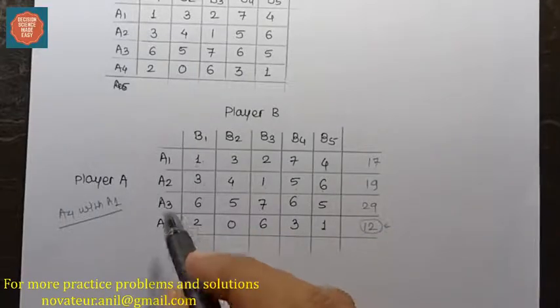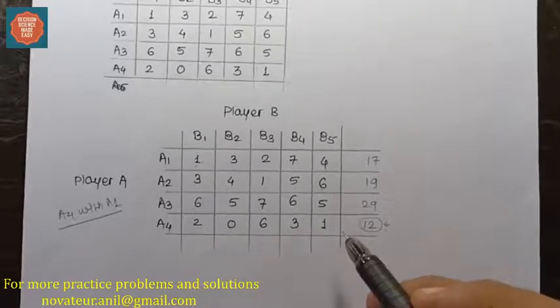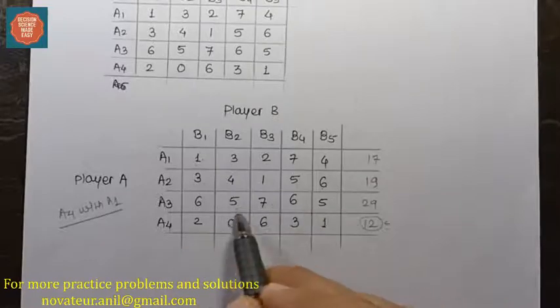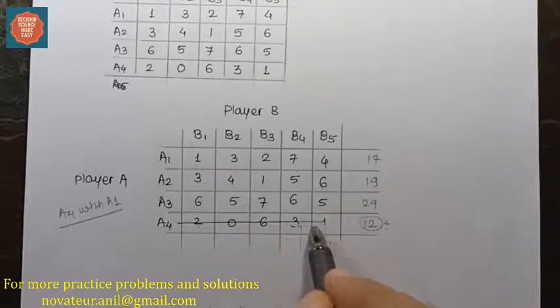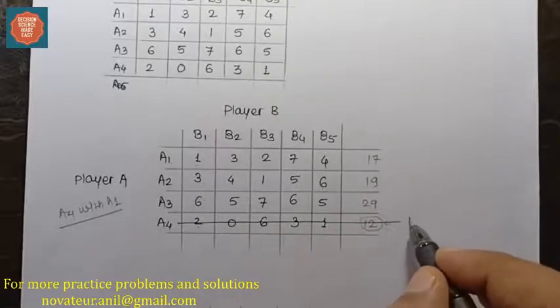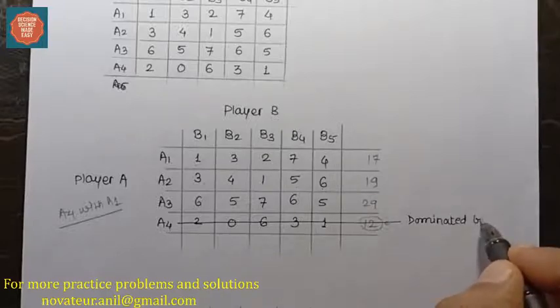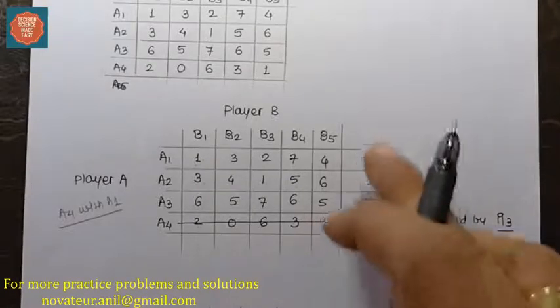So all the elements of A3 are greater than A4. So here we can discard A4. I'll just repeat: all the elements of row A3 are greater than all the elements of row A4. So we are going to discard A4, and we are going to write down here that it is dominated by A3. Okay, so this method is going to help us.